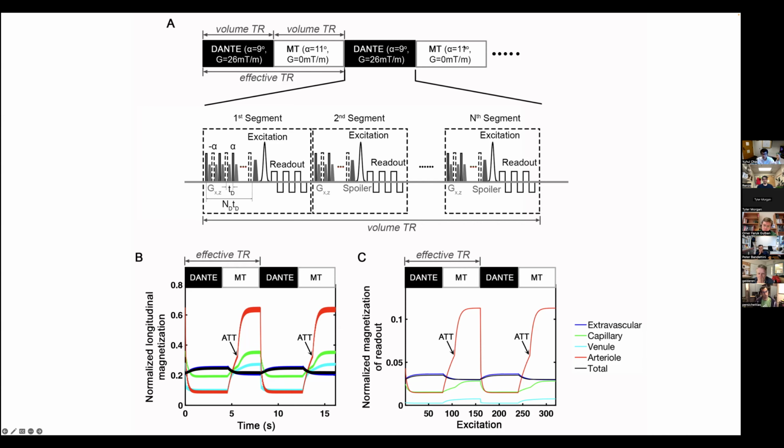And in the MT condition, we only need to switch off the DANTE gradient. This preparation will become like a binomial pulse, and then we maximize your RF power, because the MT effect is basically determined by RF power. So we will push the RF power as much as allowed by the scanner. And so in the MT condition, after the DANTE, in DANTE, the blood is suppressed.